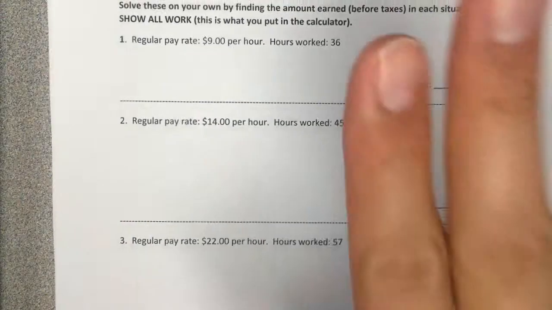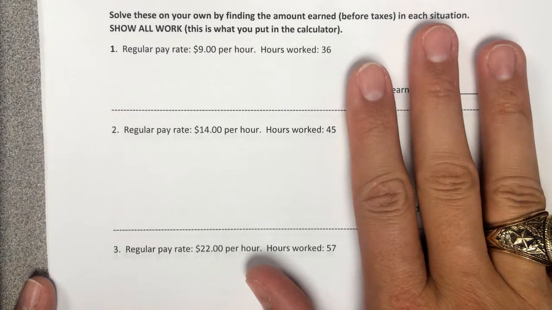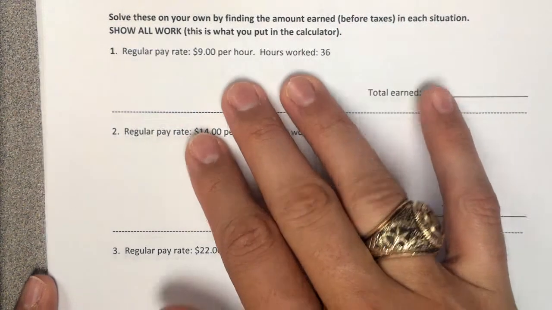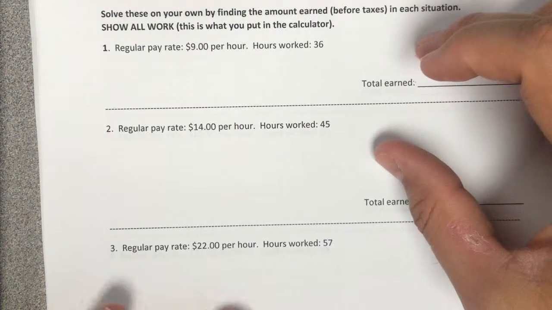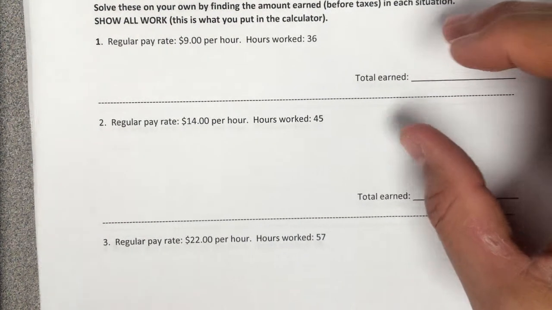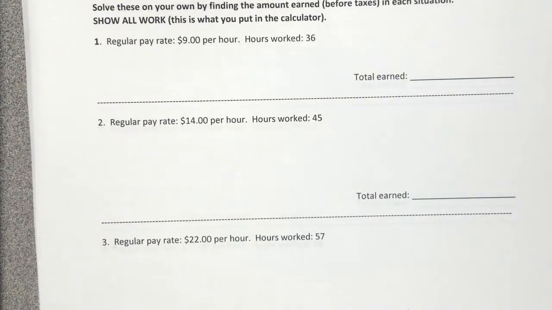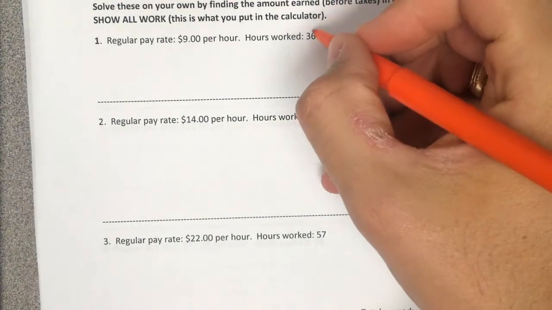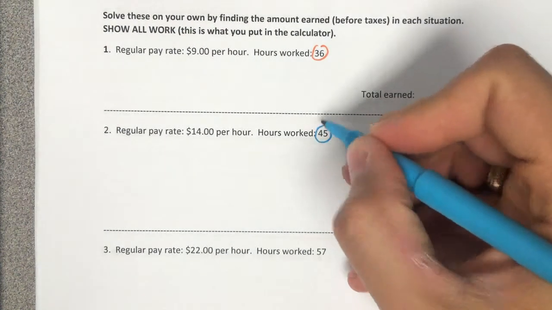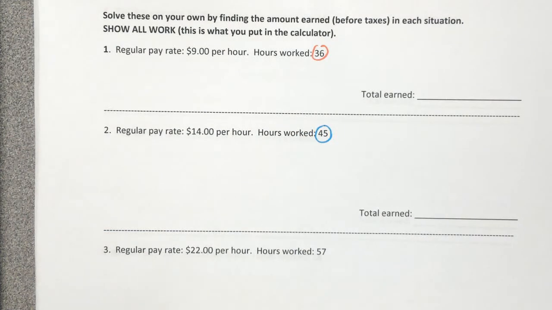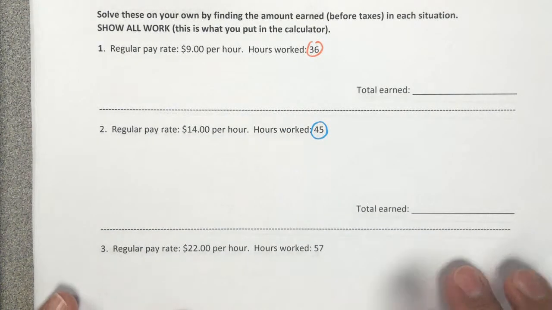So let's look and see what the goal for today is. Today we are just given how much they make, how many hours. You have to figure it out. We're going to do 1 and 2 together because they look at 2 different situations. The first one we're going to do, we have 36 hours. That's under 40. The second one is over 40 hours. That's going to include overtime.